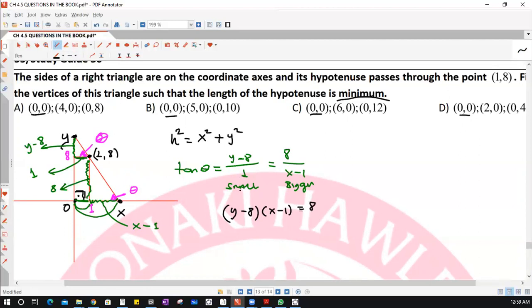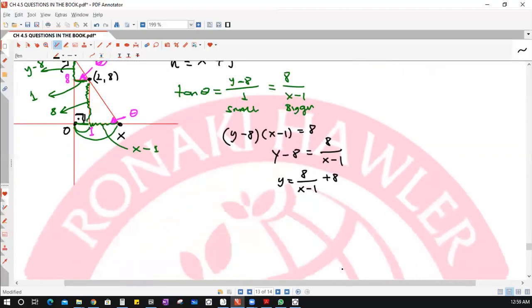So, to find the relation between x and y, I am writing in this way. y minus 8 is equal to 8 divided by x minus 1. So, y is equal to 8 over x minus 1 plus 8. If you work on this one a little, if you add them up, y will be equal to 8 plus 8 times x minus 1, divided by x minus 1. Let me repeat.